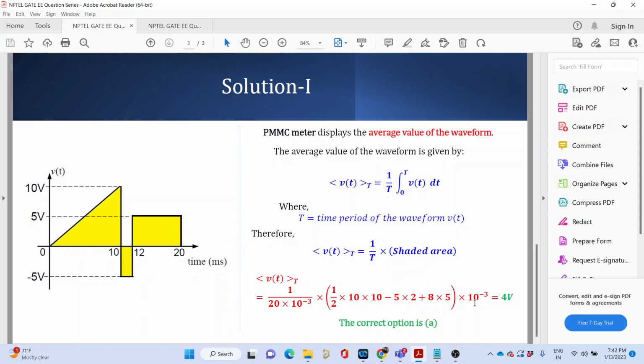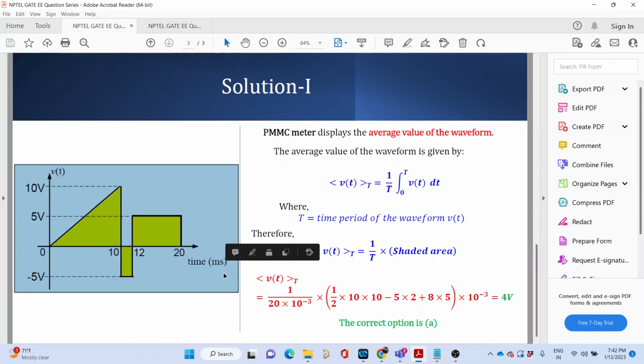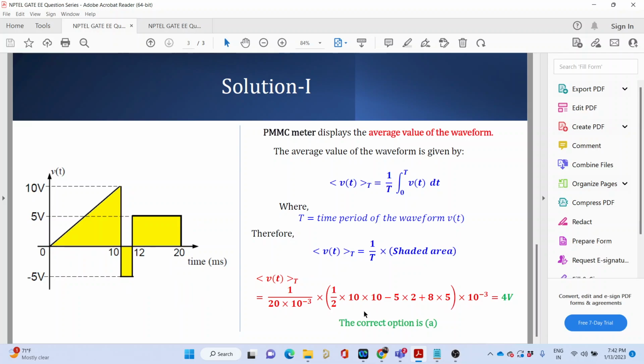That is 8 into 5, and 10 to the power minus 3 I have written over here because the time scale is in milliseconds. So if you do this operation, you will find 4 volts. Is it a calculation mistake? Yes, sir, I forgot to divide it by the time period. Okay.